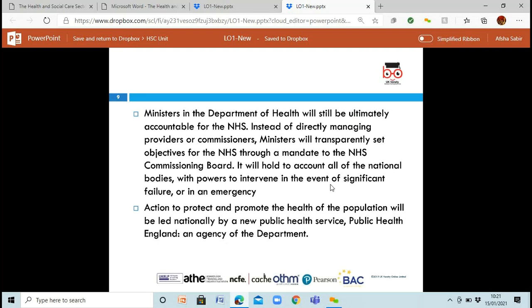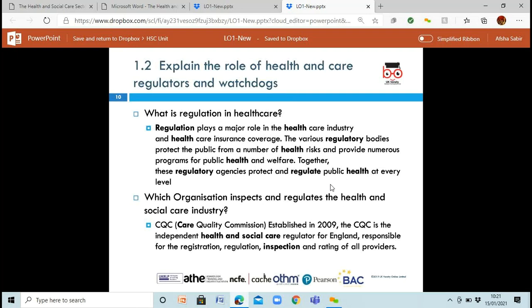And then we've got the Ministers of the Department of Health. They're still accountable for the NHS, but they don't directly manage anything at the moment, they just hold it to account. And then the aim is to protect and promote the health of the population.